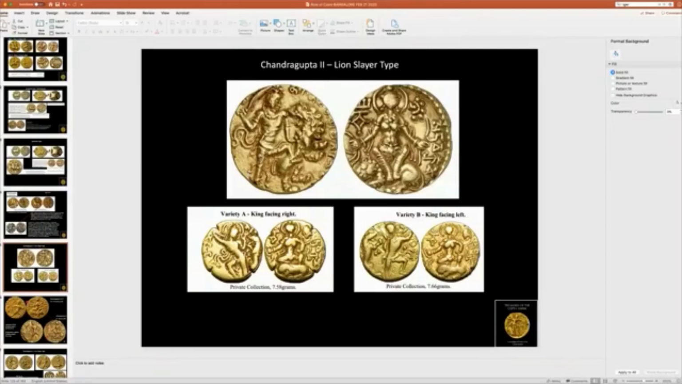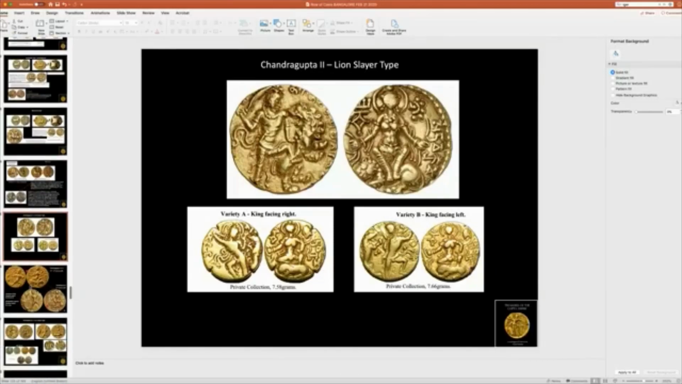Now, lion slayer type, we can see the different types available. The three different types, right? So there is the lion slayer type where we see the king is being shot with a bow, one where he's killing with a sword, and then another one where he's killed with a javelin. So the javelin right here, this one where he's got a javelin, a spear, and he's trying to kill a lion here.